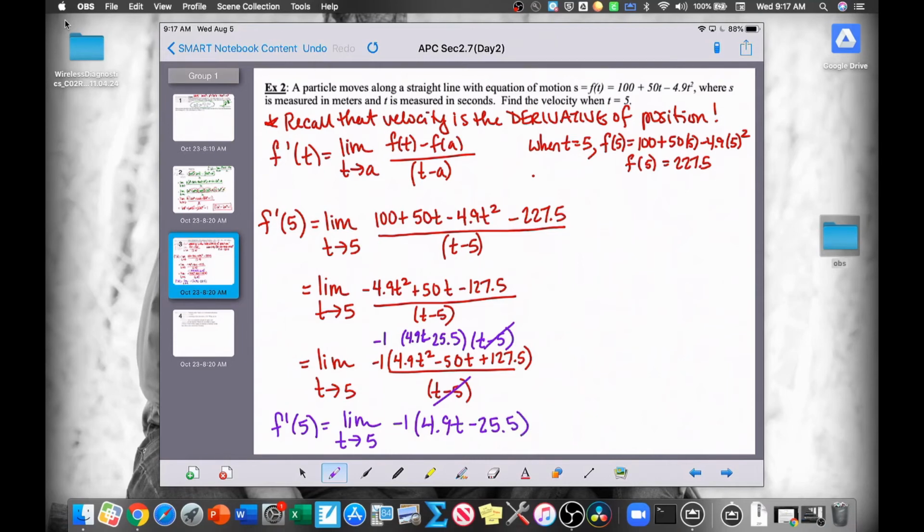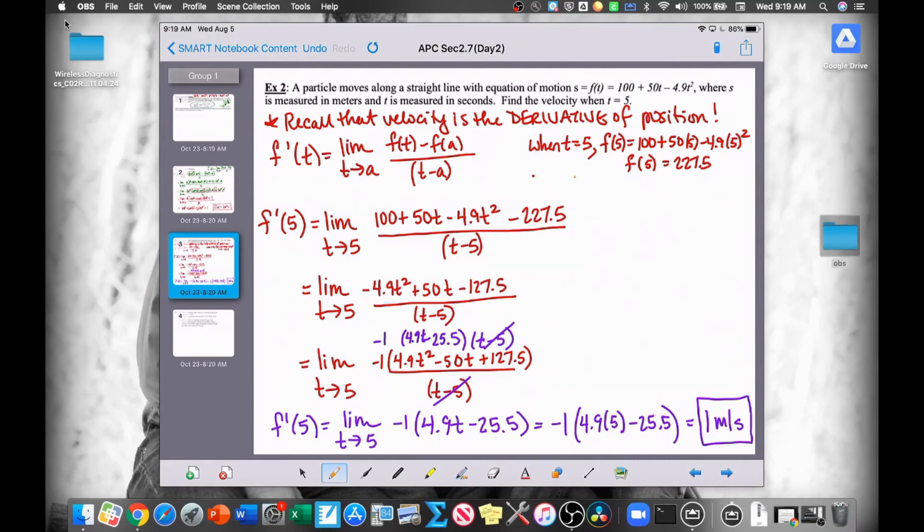And so now I can go ahead and plug in 5. So negative 1 times 4.9 times 5 minus 25.5. You grab your calculator, you do the math, and you end up with 1 meter per second. Okay, so that is the answer to example 2.